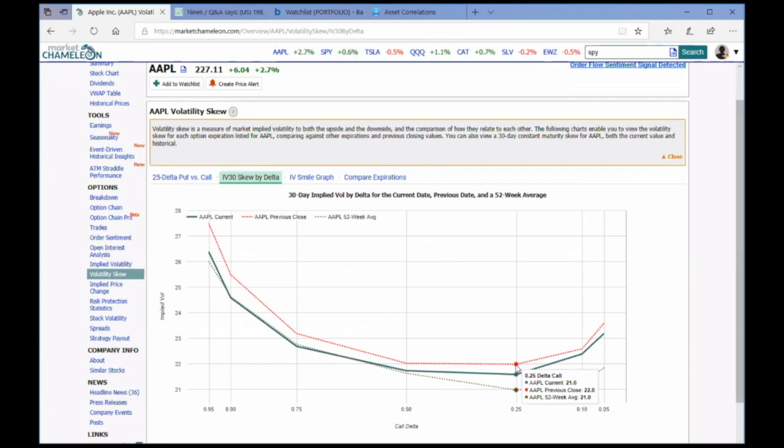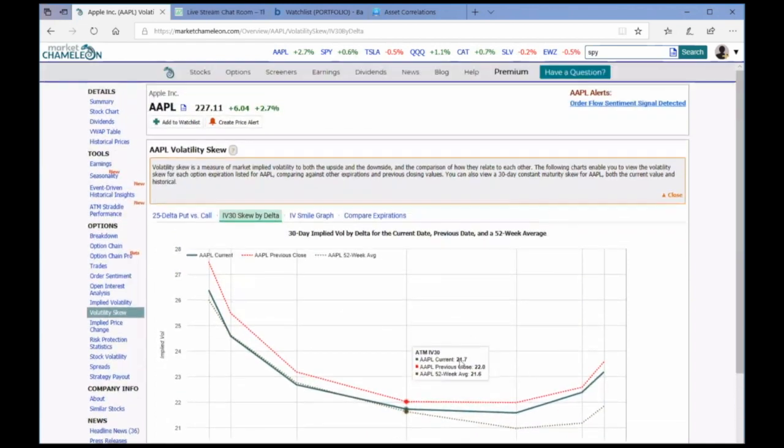Okay, so the 25 delta call here was trading at 21.6, as you can see, right? Apple. The 25 delta call today is 21.6. Yesterday was 22, so it's come in a little bit. Now the 52-week average is roughly 21. Now, this thing won't let me go back any further, but as of last week, this thing was trading 23.24. Now, interestingly enough, which you very rarely see.